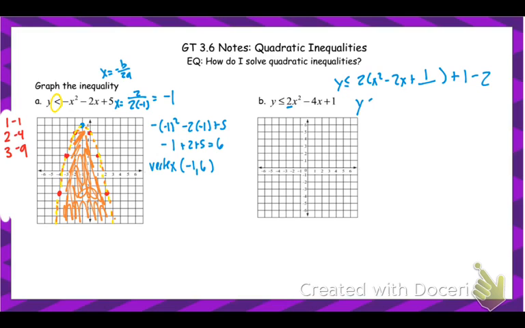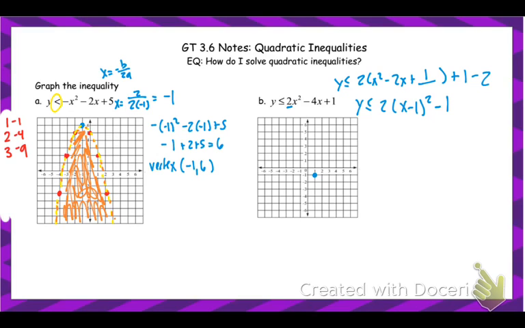So then from this point, I can factor. This becomes 2 times x minus 1 squared minus 1. Now my equation's in vertex form. So from this point then, I can go ahead and plot my vertex, right 1, down 1. There's my vertex. The a value is 2, so again, that's stretching that graph.